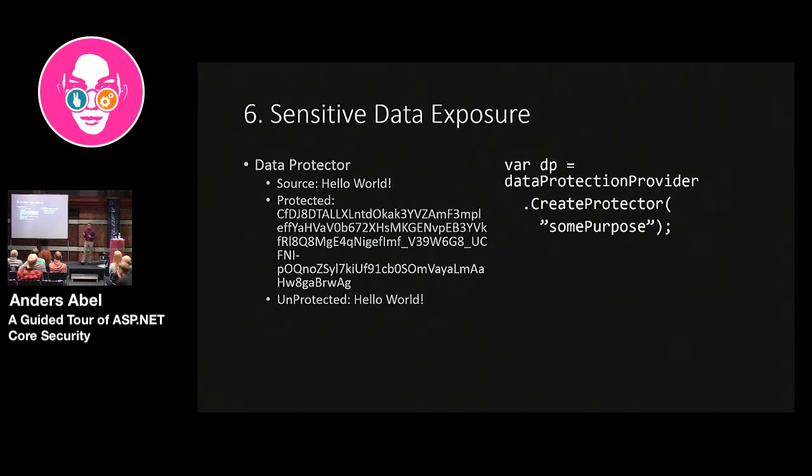To use data protection, we inject a data protection provider through the dependency injection system, and then you create a specific data protector for each place where you need to use it, where you provide a purpose. Why that? Well, if we have, for example, an application that has two places to use data protection. One is the form I mentioned, where we have some state saved in a hidden form field. The other one that uses data protection is actually the cookie middleware.